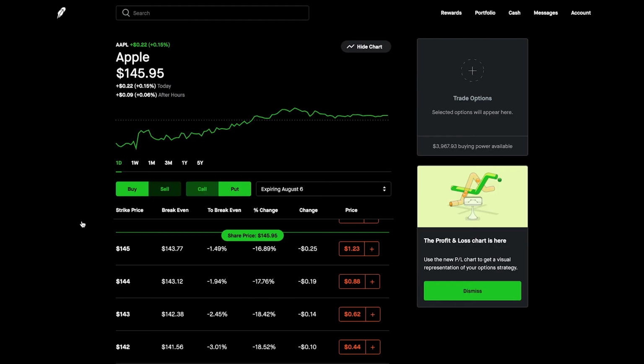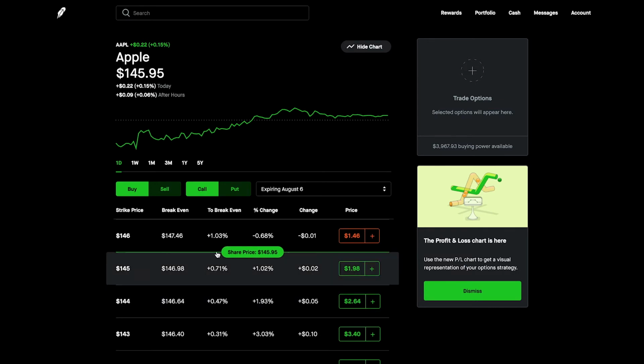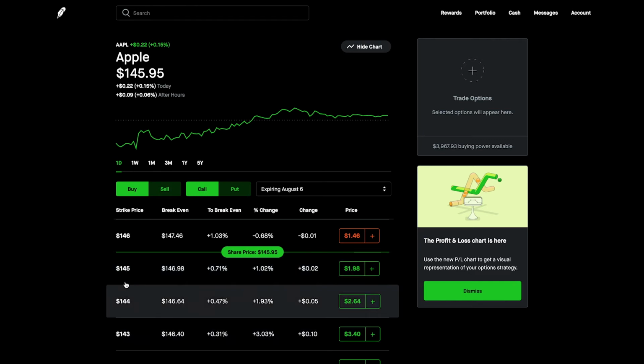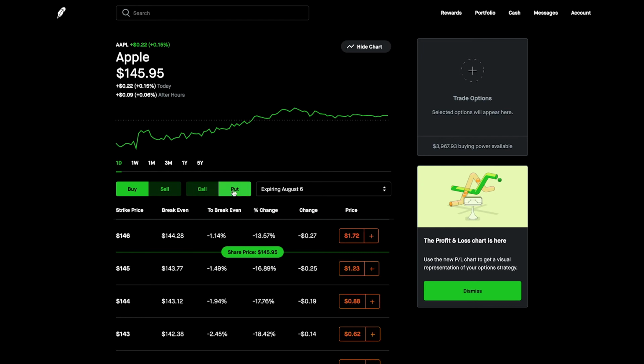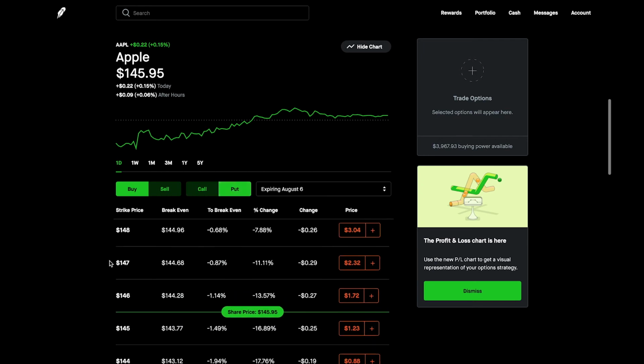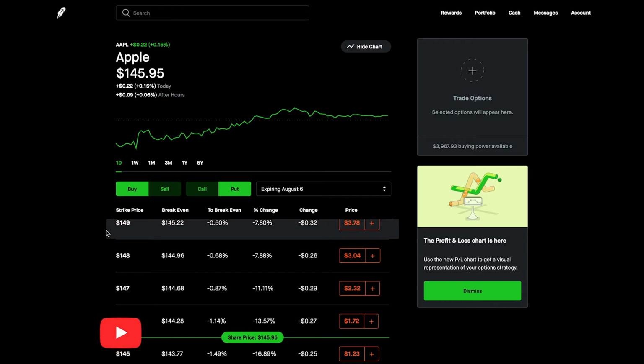Okay, so if we look at Apple's call options, for in the money options, we want the strike price to be below the current share price. So all of these are in the money for call options. Now on the put side, if we click on put, everything that is above the current share price, these are all in the money put options.